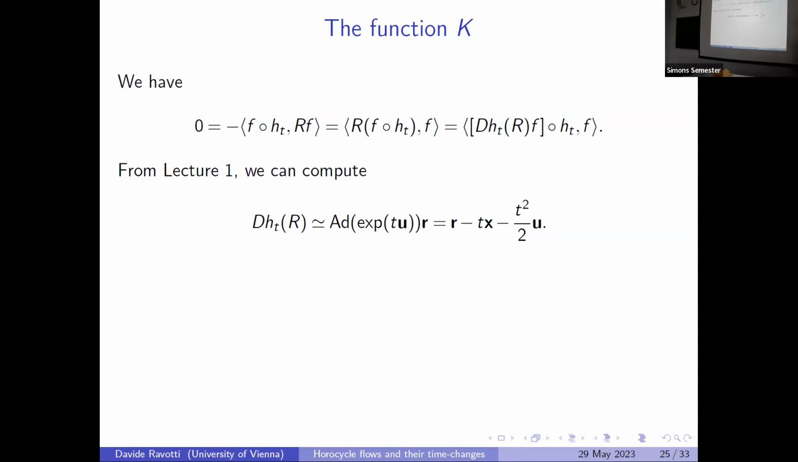And if you express the matrix that you see in this basis, you see that you can write it as R minus T times X minus T squared over 2 times U. Okay, this is a simple computation, but this is telling me something about the nature of the horocycle flow. When we say that the horocycle flow is parabolic, one way of interpreting it is saying the action of the horocycle flow on the transverse direction is polynomial in time.